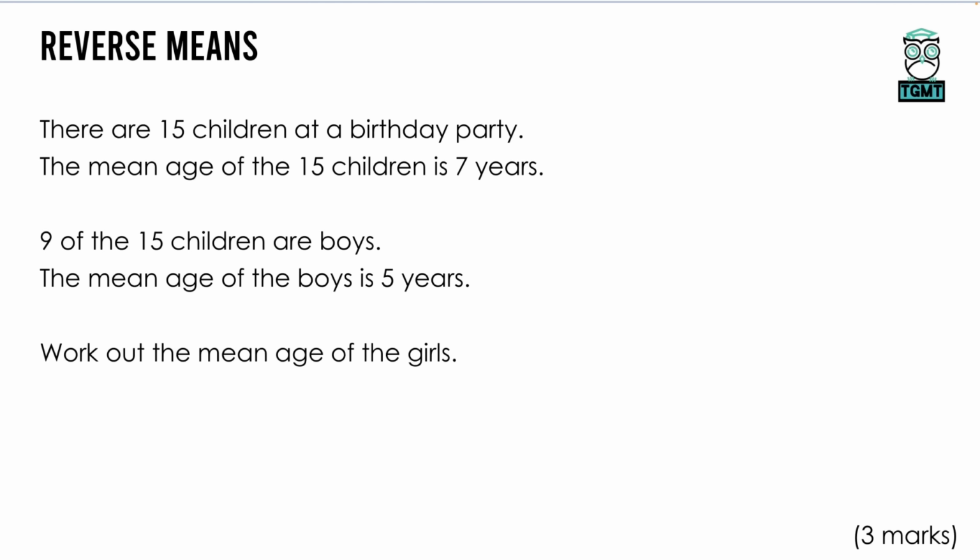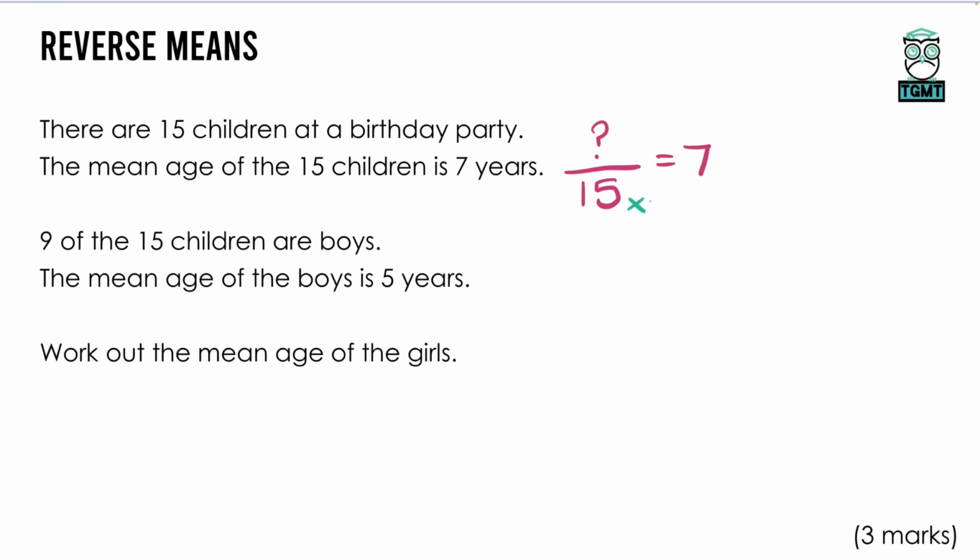So here it says there are 15 children at a birthday party, and the mean age of the 15 children is 7. Now before we even carry on, that means the total age of all the children, which we don't know, we could give that a letter if we wanted, divided by 15, gives a mean of 7. So something divided by 15 is 7. Now, if you know what that number is in your head, great. You don't need to do the multiplication part.